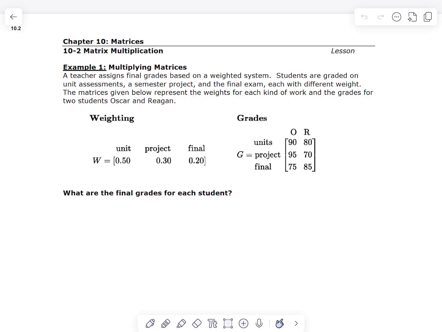So you'll see the matrix on the left shows the weights, and the matrix on the right shows the grades for Oscar and Reagan. What we're going to ask you to do is figure out the final grades for each student. So we're going to take the sum of those weighted grades.